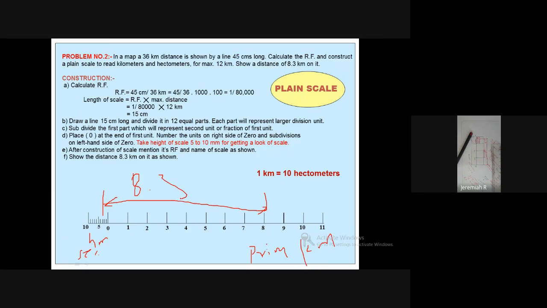You have to say this is 8.3 kilometers. Is there any doubt? Okay, so I'm going to close this line scale. In the evening we'll see a diagonal scale. Is there any doubt?